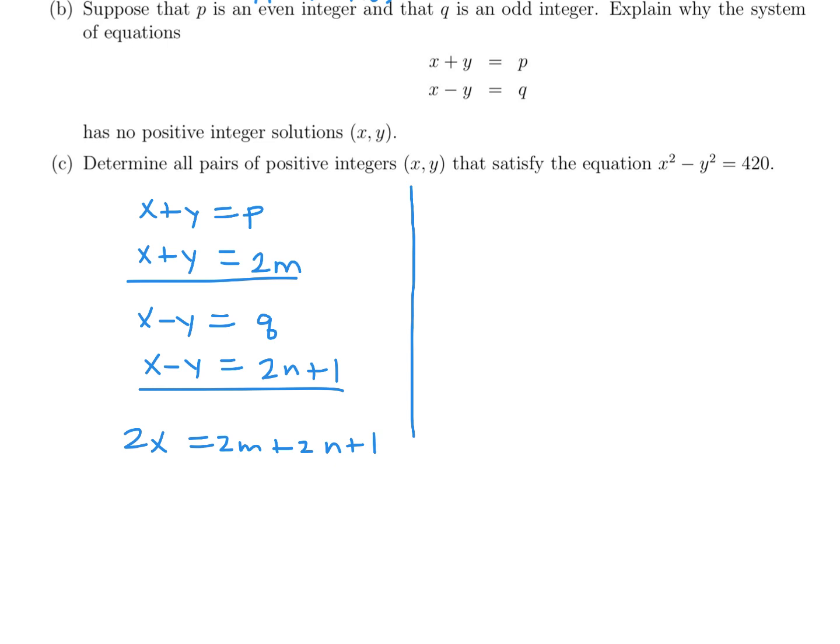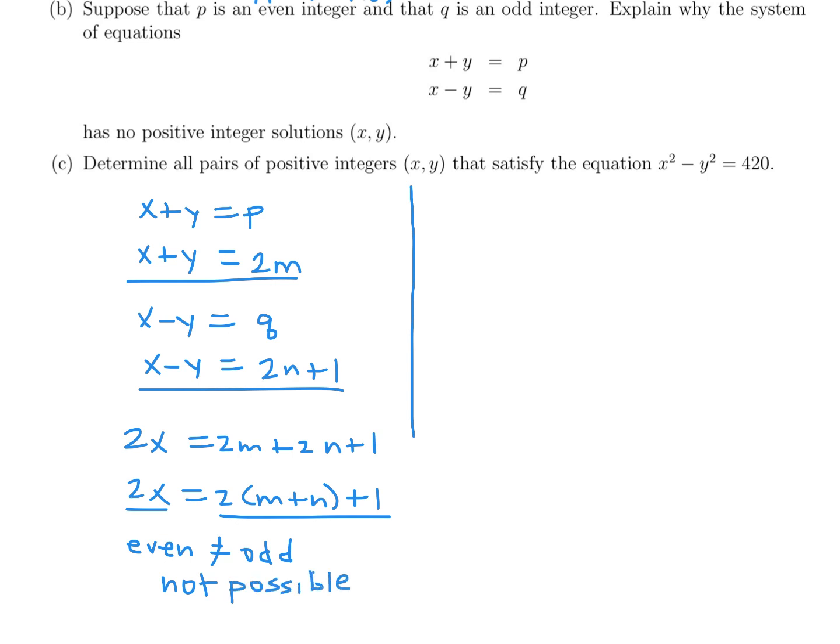So the first way is to look at this and say this is 2 times m plus n, plus 1. This is even and this is odd. So obviously you can't have that, right? That doesn't make any sense. So this is not possible.